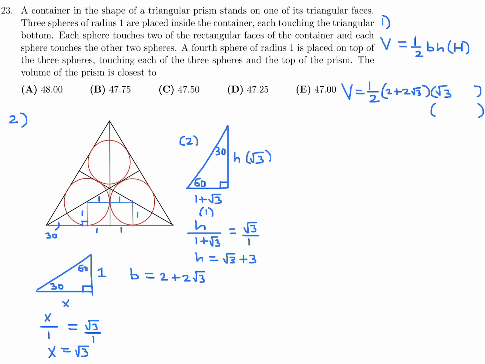Root 3 plus 3. All I have to do now is figure out h, the big H, and I'm done with the question. So what is big H? It's the height of the entire prism, so top to bottom. And now I need to put in a 3D diagram to sort of explain that. So here we go.